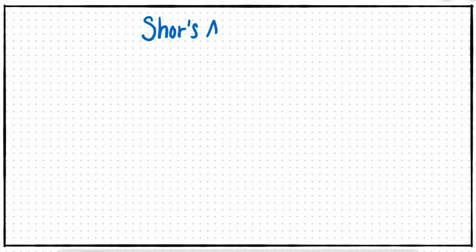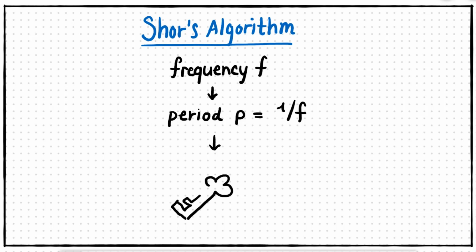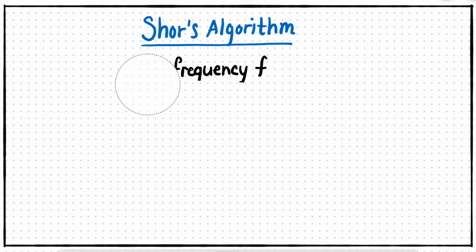Let us take Shor's algorithm as an example. Now that we have our frequency, we must realize that the period we are searching for in Shor's algorithm is p equals 1 over f. Now that we have our period, we are one step closer to solving for our prime factor.